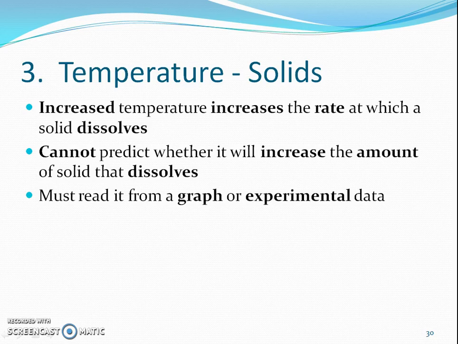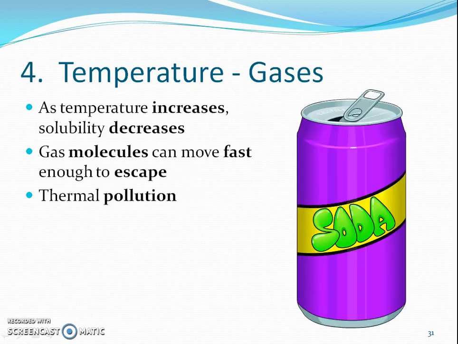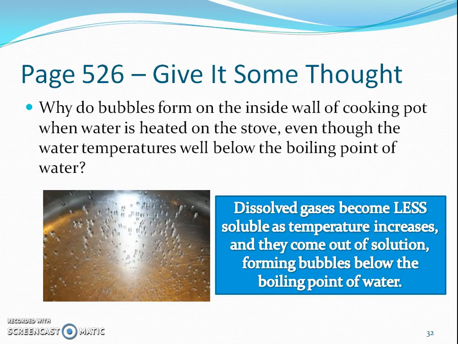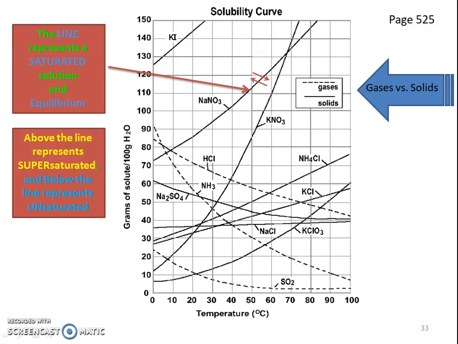Temperature, on the other hand, affects solids and gases differently. For solids, increasing the temperature increases the rate at which the solid will actually dissolve, but we really can't predict how much that is except from a graph. And I'm going to show you that in a moment. For gases, however, as we increase the temperature, solubility decreases. All right, so those gas molecules can move fast and they're going to escape. So give this some thought and see if you can come up with an answer. Hopefully that makes sense. So here's that graph I was talking to you about.